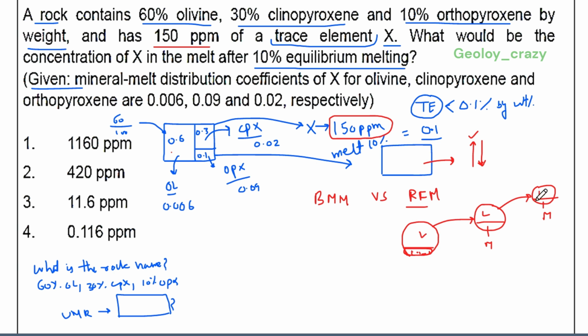Okay, and these are the isolated systems. In this case we are using the Rayleigh fractionation method. Now, what are the conditions for the batch melting model? In batch melting, minerals are reacting with the liquid, so equilibrium melting will come.